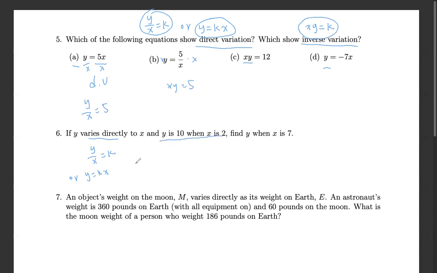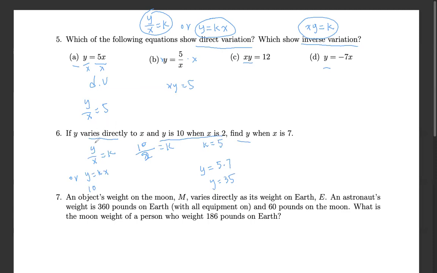So when y is 10, let's substitute here. When y is 10, x is 2. That equals k. Well, 10 divided by 2, that's 5. So that means k equals 5. Now find y when x is 7. K is 5, x is 7. So y just equals 5 times 7, 35.